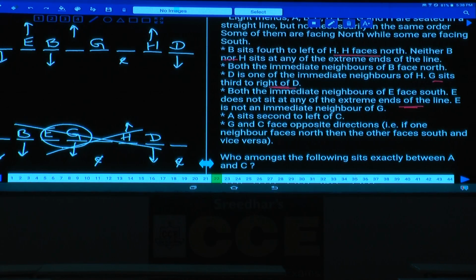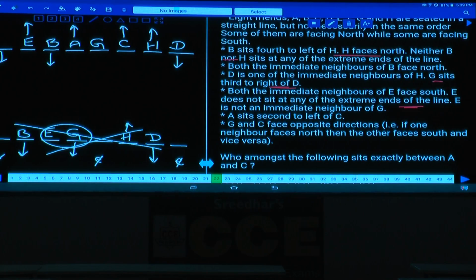A sits second to the left of C. If C is here, then A sits second to the right but not left, so C cannot be here. As C cannot be here, where should A be? A sits second to the left of C, so C will be here and A will be here. If C is here, which direction must C face? Then C must face towards north. Then only A sits second to the left of C is valid.